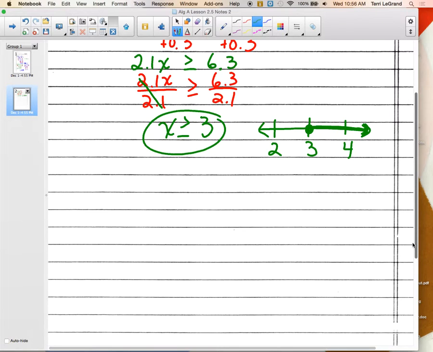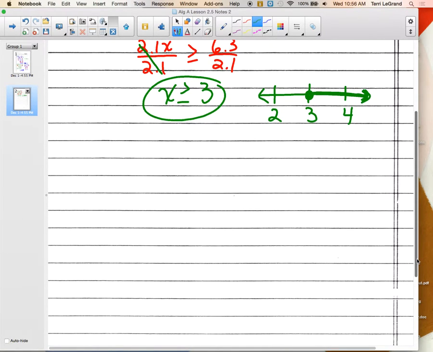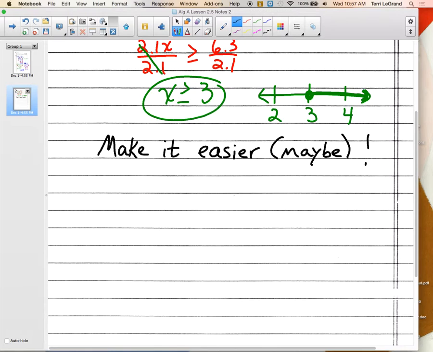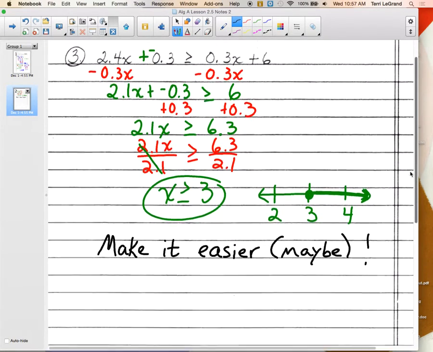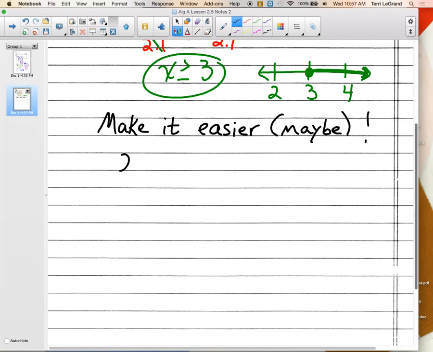Okay, and then I want you to put on your paper that we're going to do a "make it easier" method. Maybe you won't think it's an easier way, but I like to do this when I have decimals involved. So what I'm going to do is write down the problem the way it was to start with. It was 2.4x.